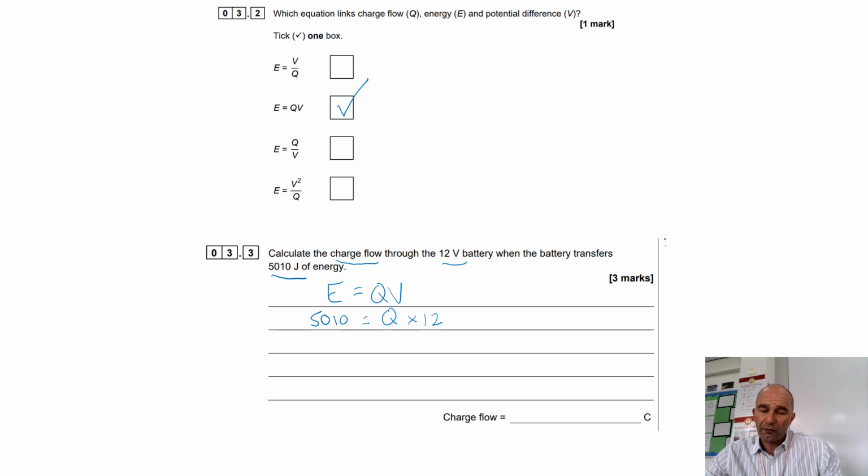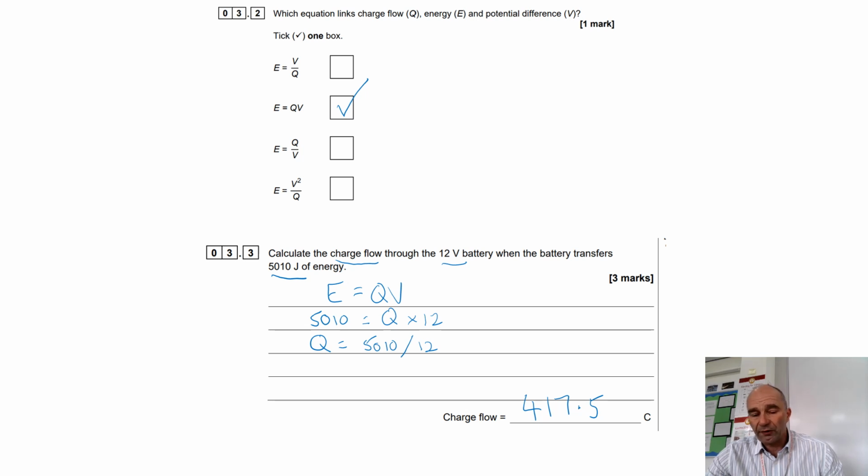So we've picked up our first mark on the calculation now by substituting in the numbers correctly. We now just need to make Q the subject of the formula, so we divide both sides by 12. So Q equals 5010 divided by 12. Put those numbers into your calculator and your answer comes out as 417.5 coulombs. If you did round that up to 418, you would still get the mark for it.